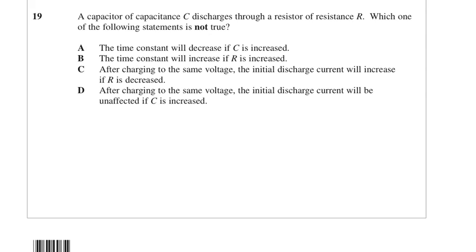A capacitor of capacitance C discharges through a resistor of resistance R. Which one of the statements is not true? Time constant will decrease if C is increased. So remember, time constant is RC. So if R is the same, but C is increased, the time constant will increase. So actually the first statement is the one that's wrong, so that's the answer to this question.